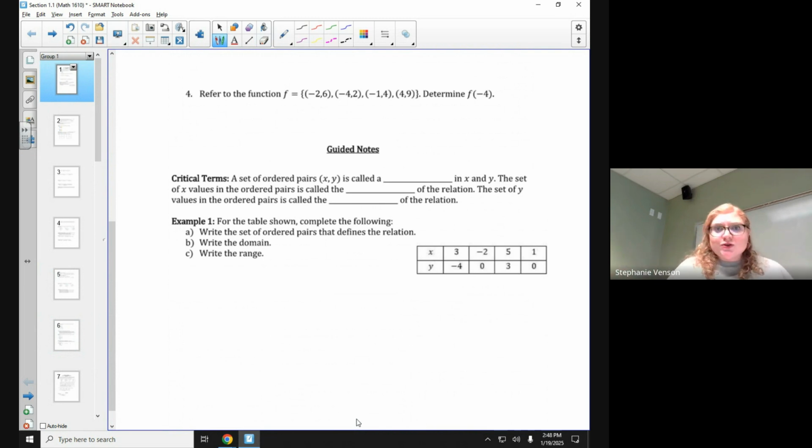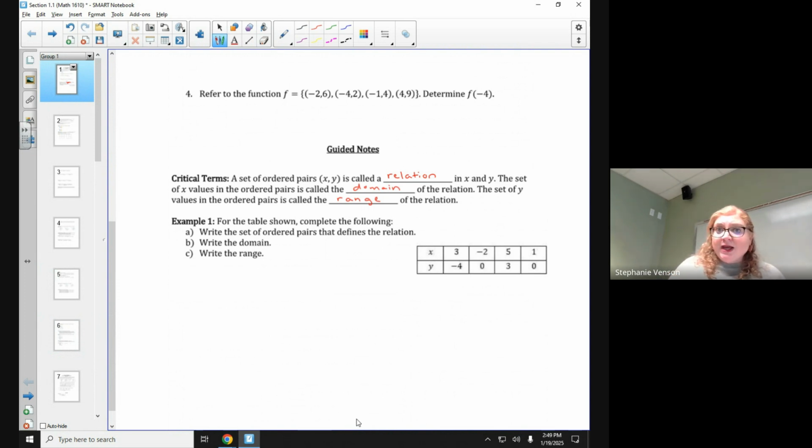Let's start with some critical terms. A set of ordered pairs, x, y, is called a relation in x and y. The set of x values in the ordered pairs is called the domain, and the set of y values in the ordered pairs is called the range. So you've probably heard those terms before.